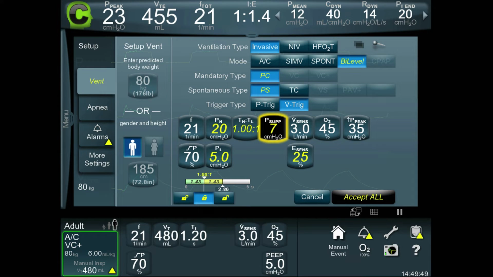You can also set pressure support on this mode of ventilation, and it's important if you're going to set pressure support that you think about your end expiratory lung volumes. It would be conventional to only set pressure support at the lower pressure level, not the higher pressure level, although it is possible on some ventilators.